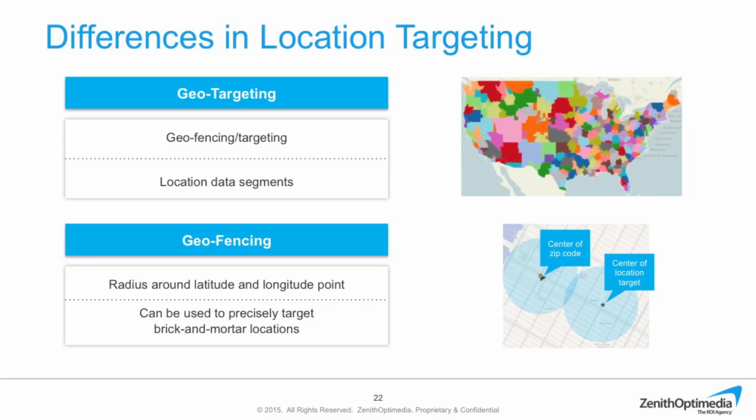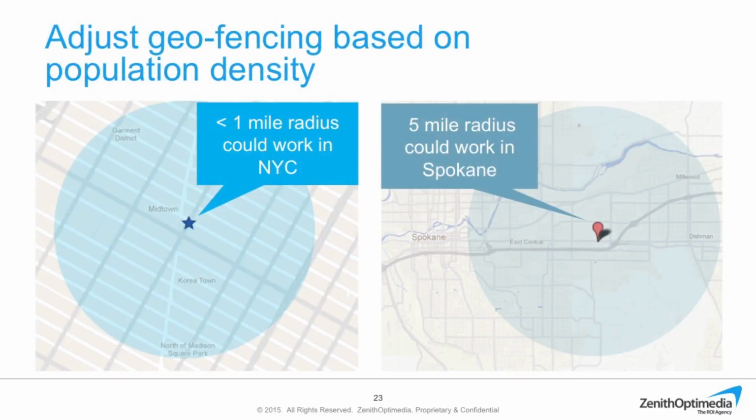Radius around a latitude or a longitude point will actually determine who you serve your ads to. These can be used precisely to target brick and mortar locations, but as we'll see on the next slide, it's very important to take into account how large that radius is and the density of your population when drawing this radius. Here on this slide, we give an example of two different population areas. The first is New York and the other is Spokane, Washington. Now, it's important to understand that you do have to adjust your radius around the destination that you're trying to target depending on the population density.